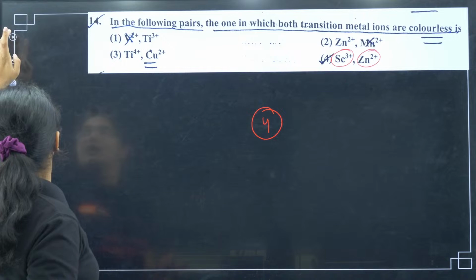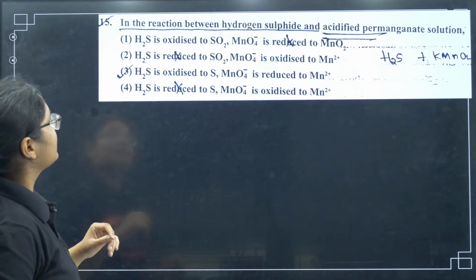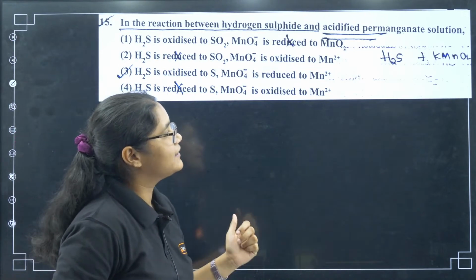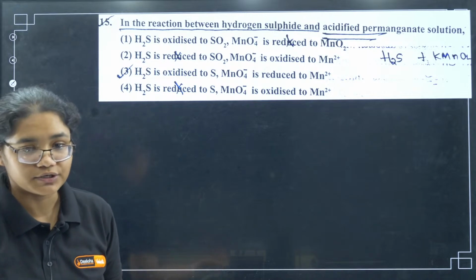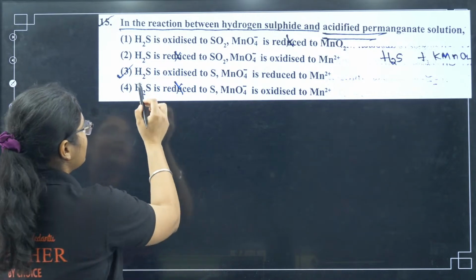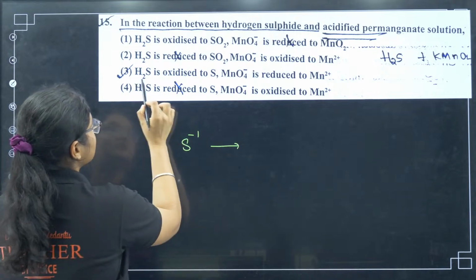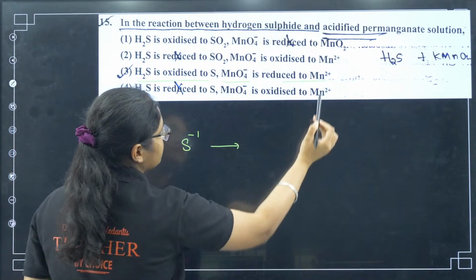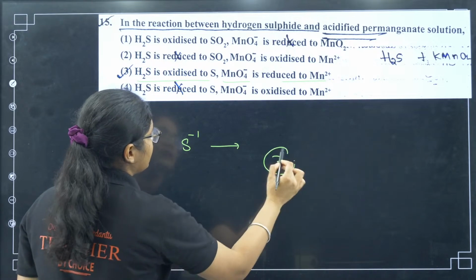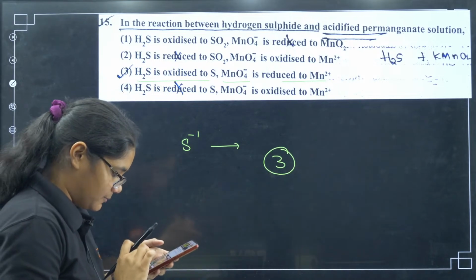Okay. Next question: in the reaction between H2S and acidified permanganate solution, what will happen? If you remember, S2 minus will get oxidized to S. So this is the correct statement, and MnO4 minus will be reduced to Mn2+. So the correct answer here will be option number 3.